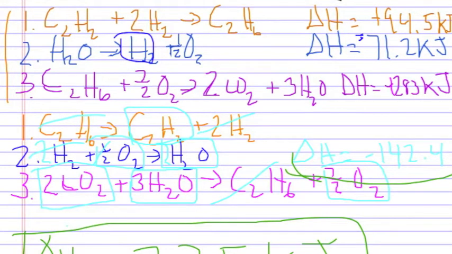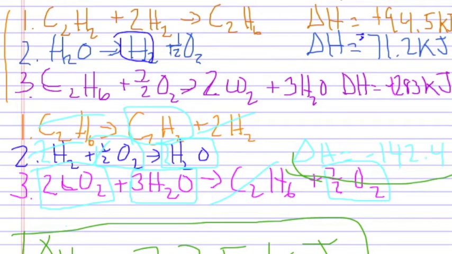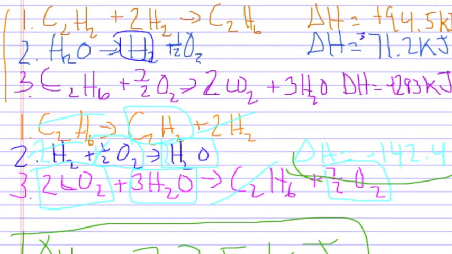Now, the second equation, H2O is on the right side, but this H2 right here and this H2, if they're on the same side, you can add them, but as you can see, there's no H2 here. So we're going to have to flip this equation also. So it's become H2 plus 1/2 O2 yields H2O. This is now going to become a negative.